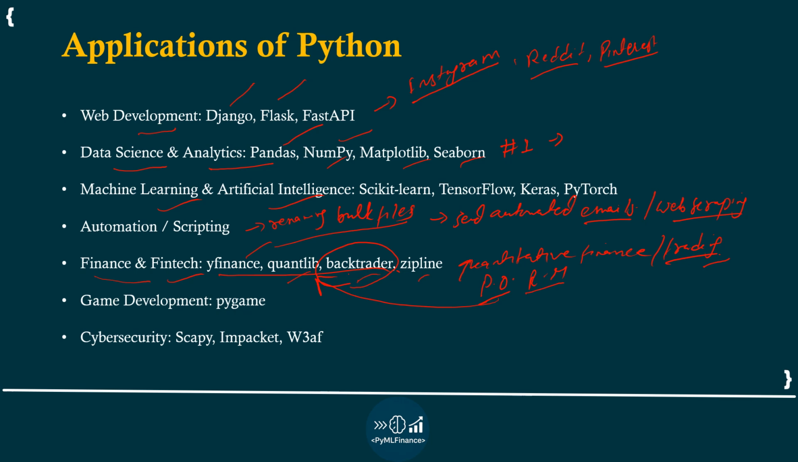The next can be game development. Python is also used for scripting in game engines. Pygame is a library that is used for scripting in game engines and building simple games. The next can be cyber security. Python is used to write penetration testing tools, network scanners, and security tools. These are some libraries used for cyber security related activities.